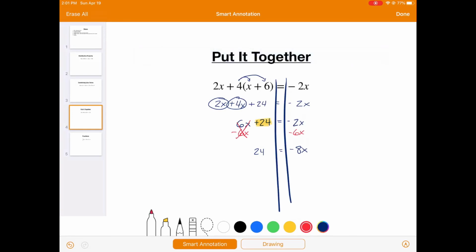And then my last step is to divide by my coefficient. Now my coefficient isn't 8, it's negative 8. So I'm going to divide both sides by negative 8, and x is equal to negative 3.